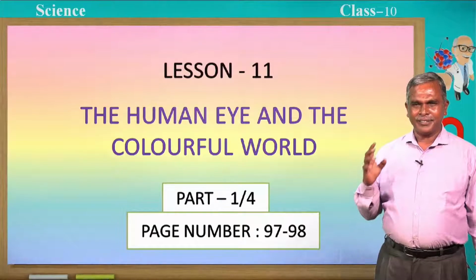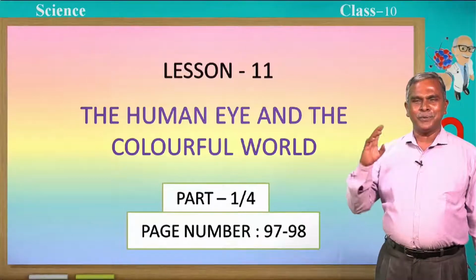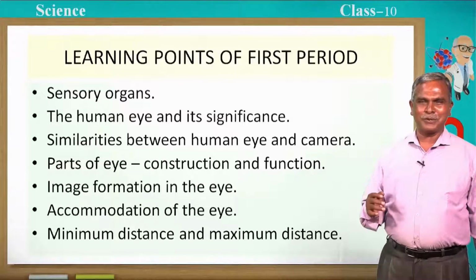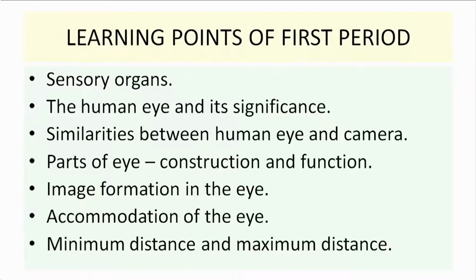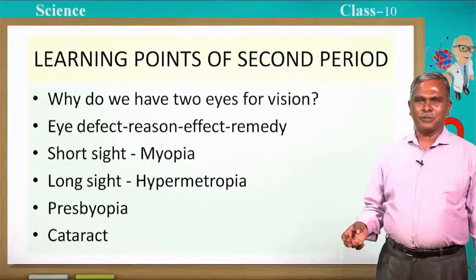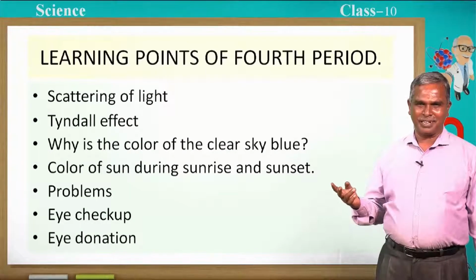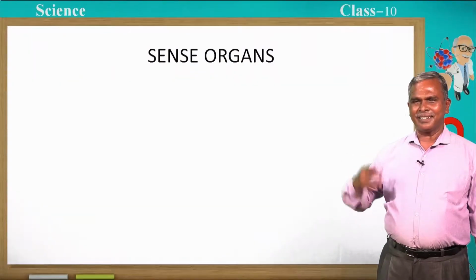This lesson is going to be completed in 4 periods. Now, let us know what are the learning points which we are supposed to learn in this period. Sensory organs, the human eye and its significance, similarities and differences between human eye and camera, the parts of the eye construction and the function, the image formation in the eye, accommodation of the eye, far point and near point of the eye. And also I am going to show the learning points of second period, third period as well as even fourth period also. Okay, let us start the lesson.